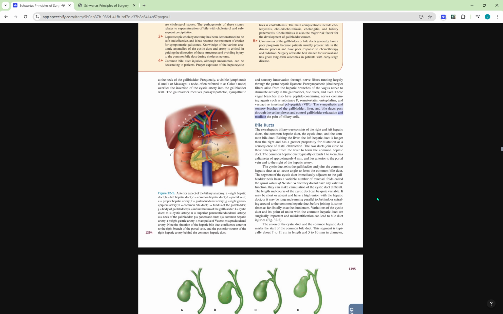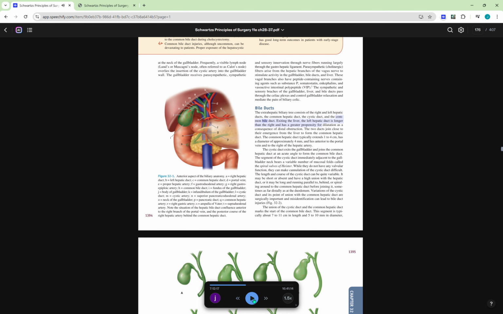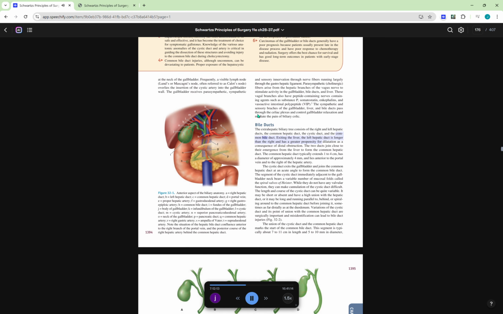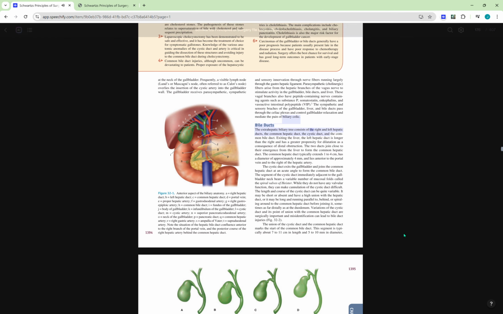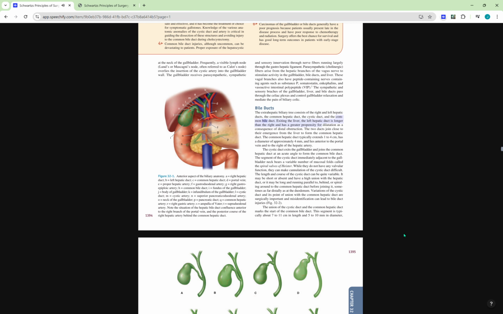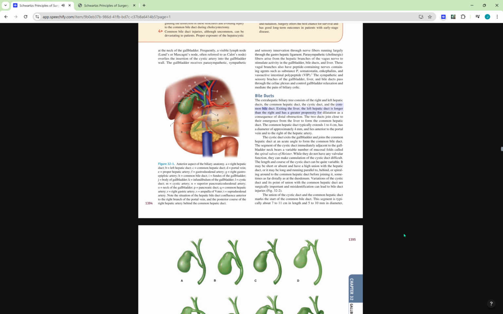Bile ducts. The extrahepatic biliary tree consists of the right and left hepatic ducts, the common hepatic duct, the cystic duct, and the common bile duct. Exiting the liver, the left hepatic duct is longer than the right and has a greater propensity for dilatation as a consequence. Their emergence from the liver forms the common hepatic duct.